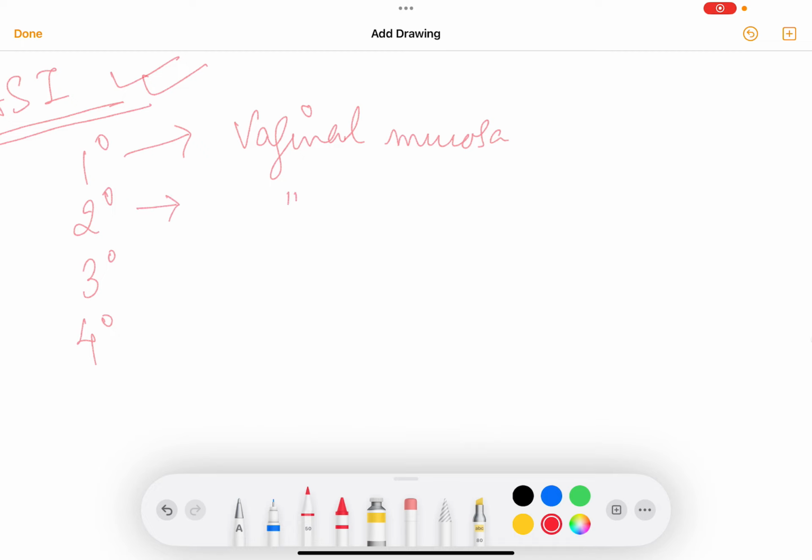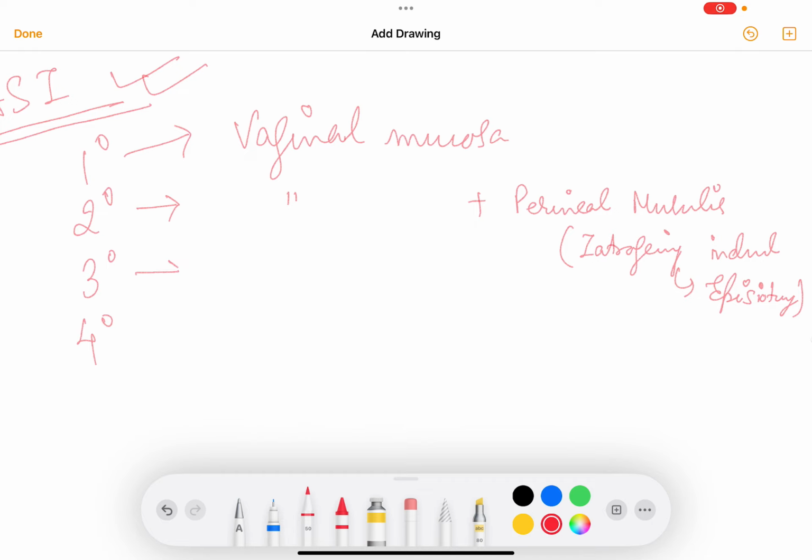Second degree perineal tear is when vaginal mucosa plus perineal muscles are also torn. Perineal muscles are also torn. So perineal muscles consist of your bulbospongiosus, ischiocavernosus, superficial transversus perineum, deep transversus perineum. All these muscles get torn. Now remember, iatrogenically induced second degree perineal tear is also called episiotomy. So basically when we give episiotomy, we are making a second degree perineal tear because we are cutting the muscles of the perineum as well as we are cutting the vaginal mucosa.